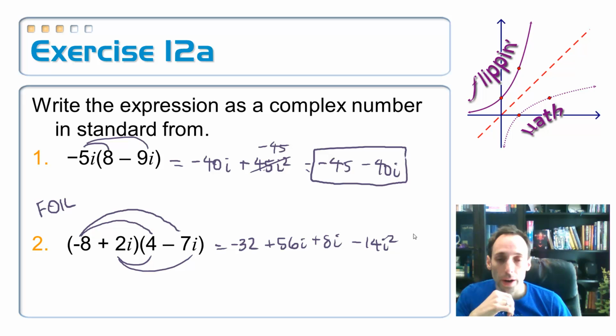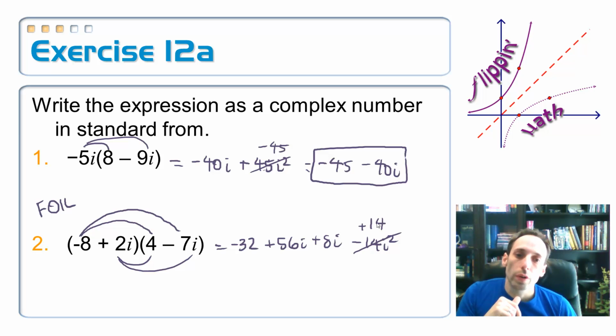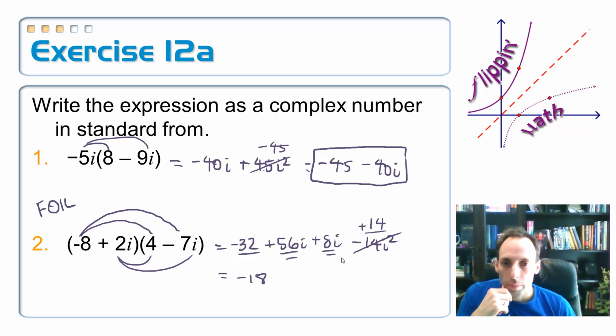Again, I deal with my i squareds first. i squared is negative 1, but 14 is already negative, which makes that positive 14. Combine that up with my negative 32, and I get negative 18. Add up my imaginary parts. 56 plus 8 makes that 64i.